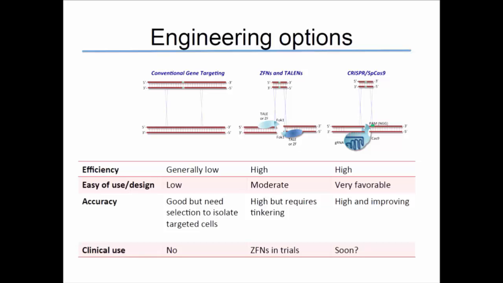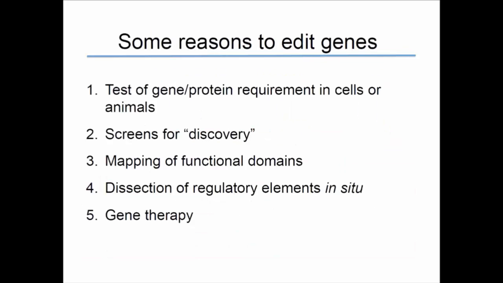Zinc fingers actually are in the clinic. They've been used to disrupt the HIV receptor in some studies from Sangamo Biosciences, a company in California. And the current rage of CRISPR-Cas9 is because, as Mitch described, it's very easy to use. Any laboratory can do it. It's very high efficiency and will likely make it to the clinic.